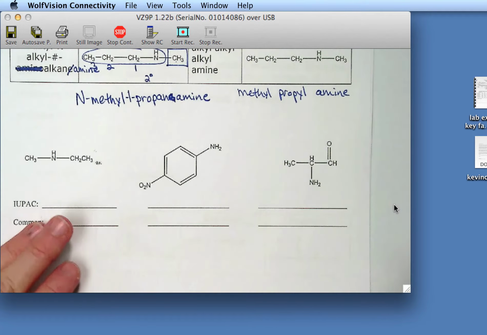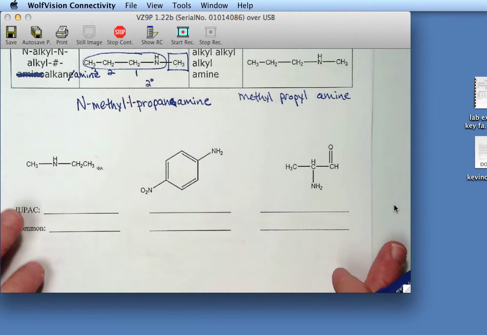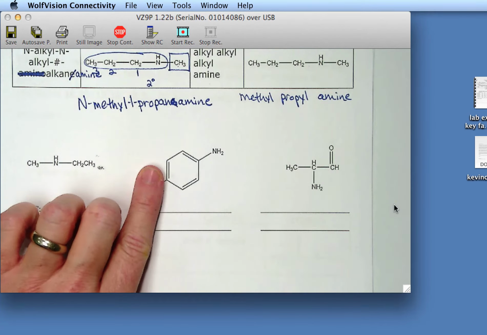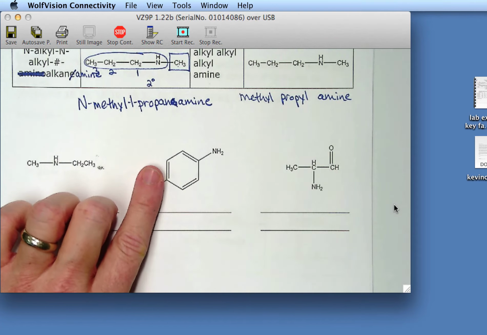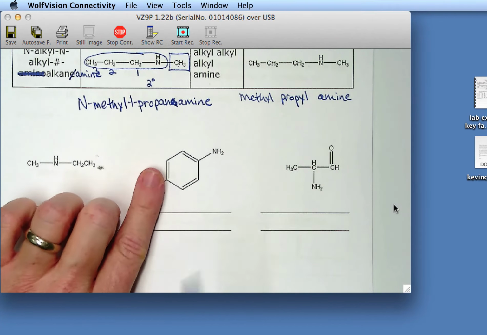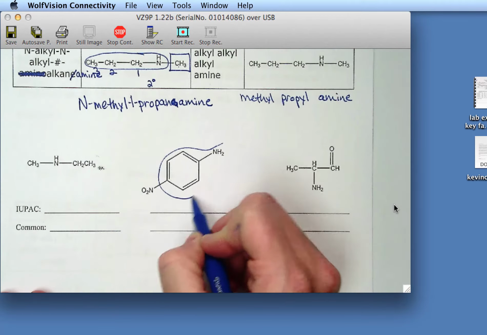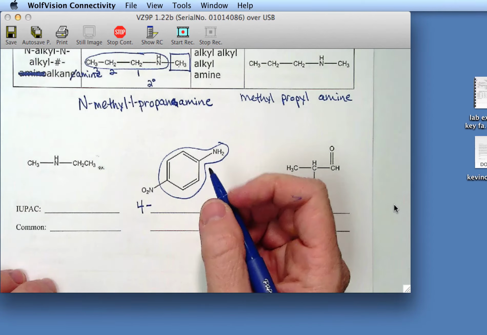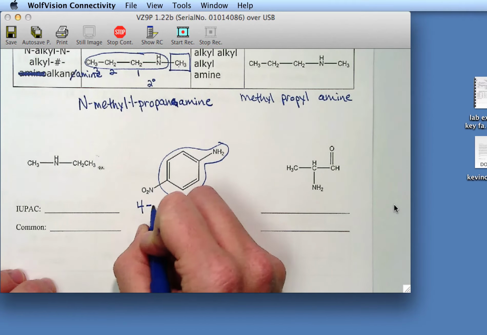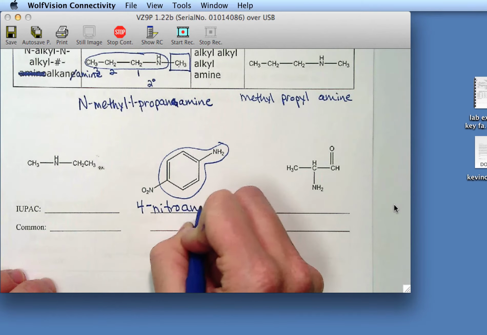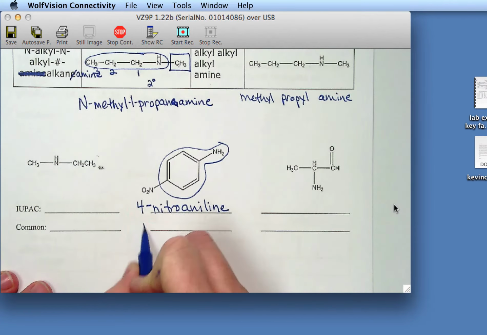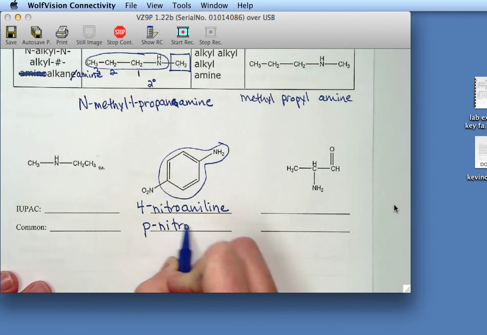Okay, so these that I have underneath. What is this structure from your orange flashcards? Benzene with an NH2 on it. Aniline. So the parent is aniline. What's NO2 called? Amino or nitro? Nitro. 4-nitroaniline. And the common would just be para-nitroaniline.